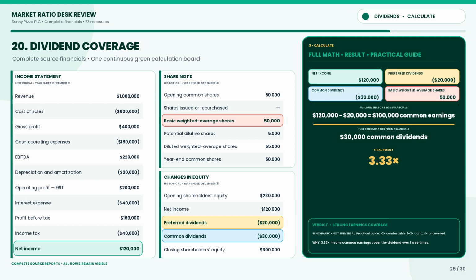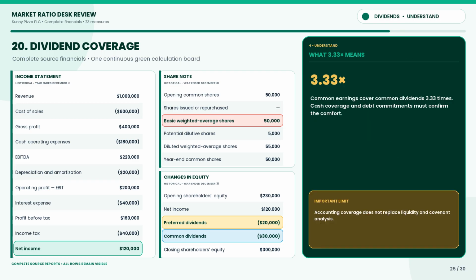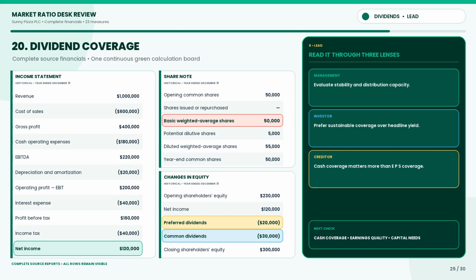The market uses coverage to see how much accounting earnings support the dividend. Management can evaluate room for stability or growth in distributions. Investors generally prefer sustainable coverage rather than the highest possible yield. Creditors may see stronger coverage as helpful, but cash flow coverage remains more important because EPS can include non-cash estimates and unusual gains.